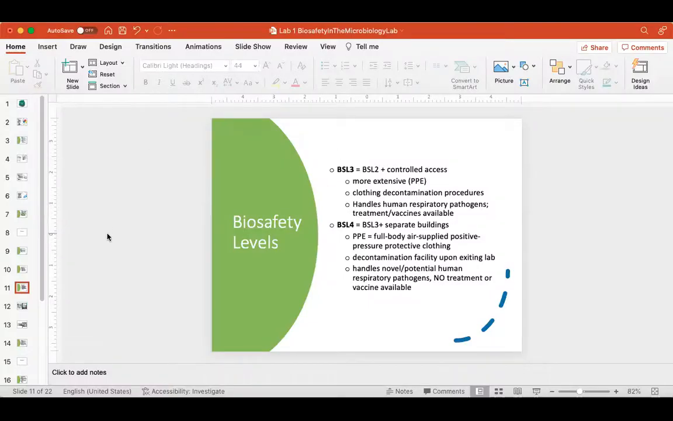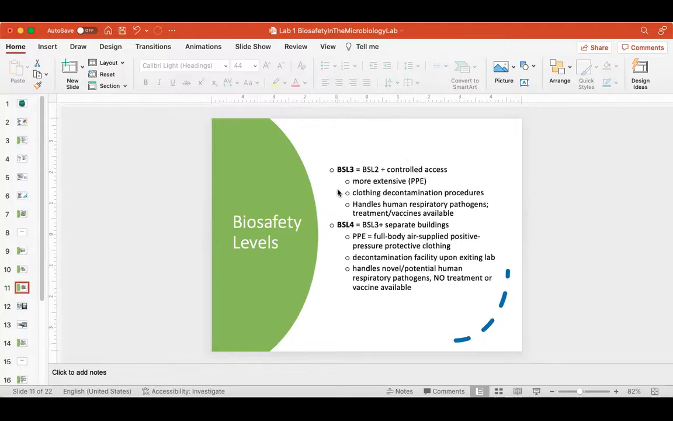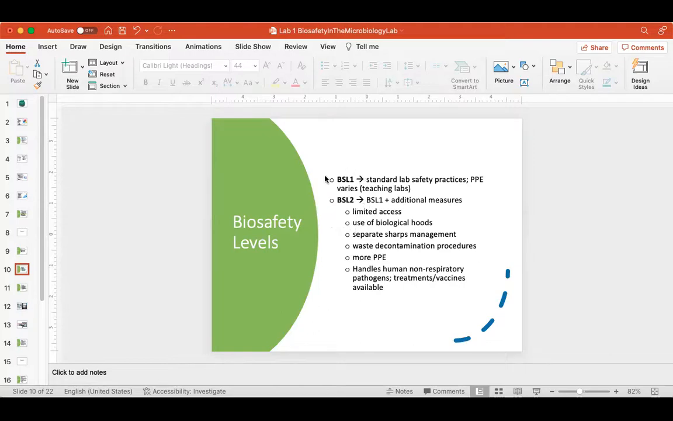Now, when you're reviewing this material before our first lab practical, I don't need you to memorize the lists of things about these different levels of biosafety. What I need you to know is that BSL-1 is the lowest level of hazard, so it has the lowest level of restrictions applied to it, and it goes up from there.